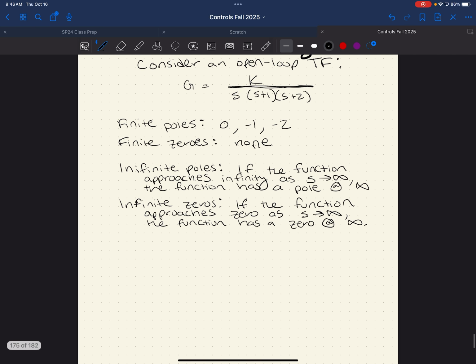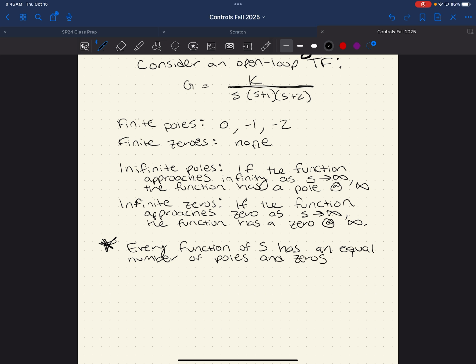Okay. In this way, we have a very interesting property, which says that every transfer function, function of S, however you want to say it, every function of S has an equal number of poles and zeros, as long as we consider both finite and infinite poles and zeros.